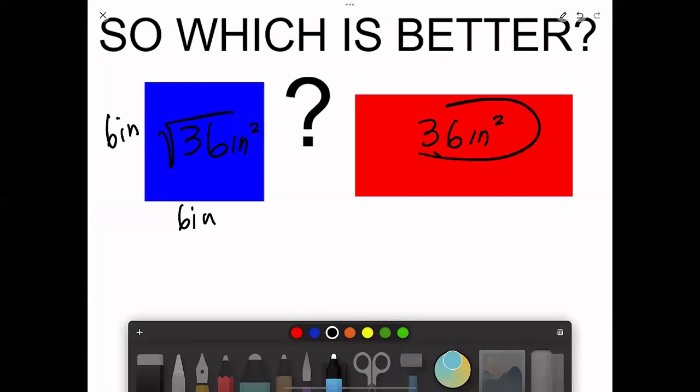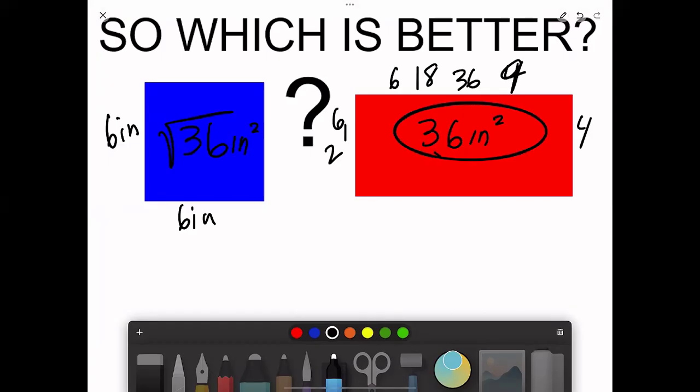Now, if we know that the area of the rectangle is 36 inches squared, we don't know what the sides are. It could be 2 times 18, it could be 9 times 4, it could be 36 times 1, it could be anything. It could even be 6 times 6. We don't know. So there's a lot of uncertainty about the size. We can't nail it down. But once we know the area of a square, we automatically know what the sides are.